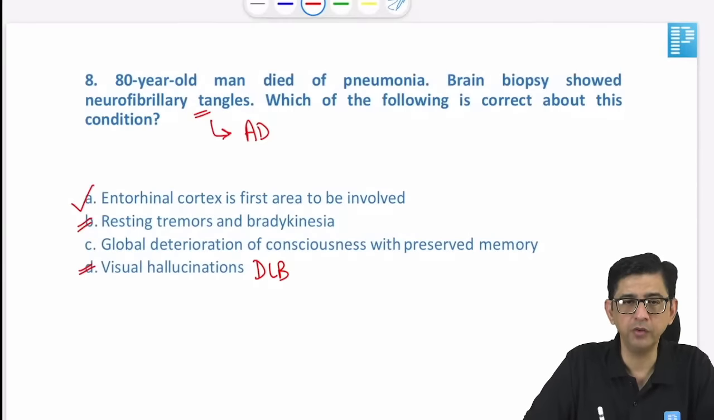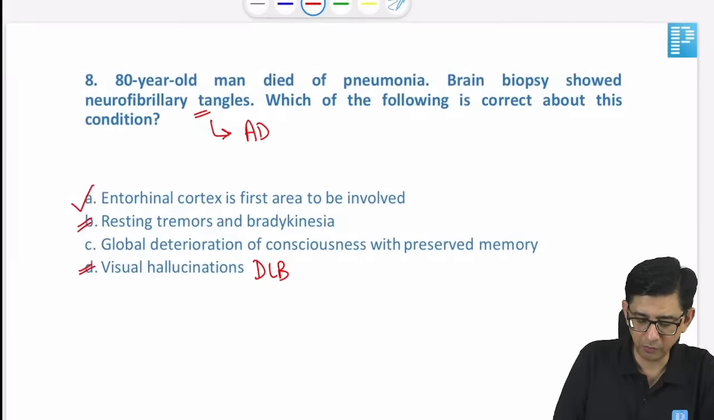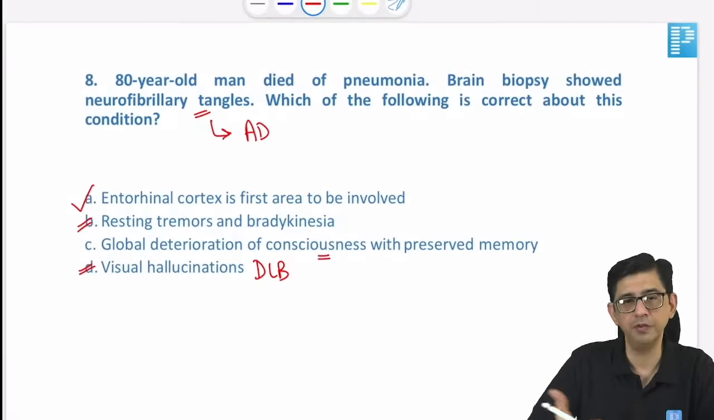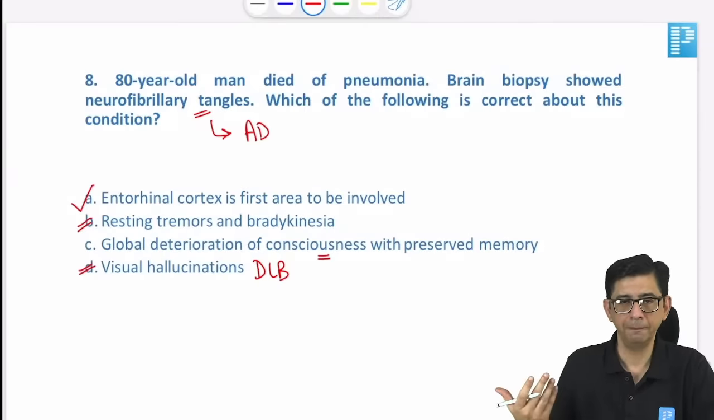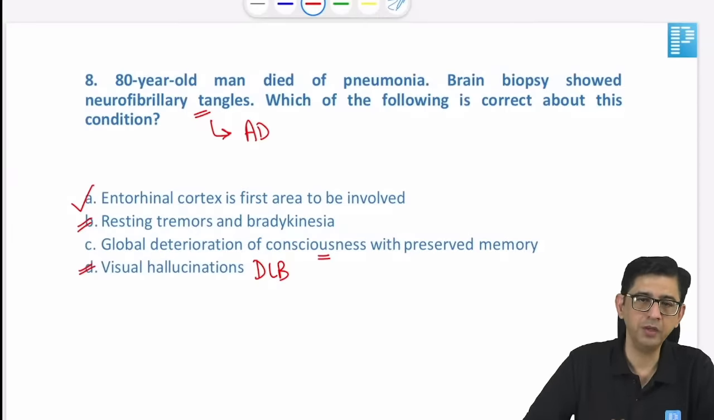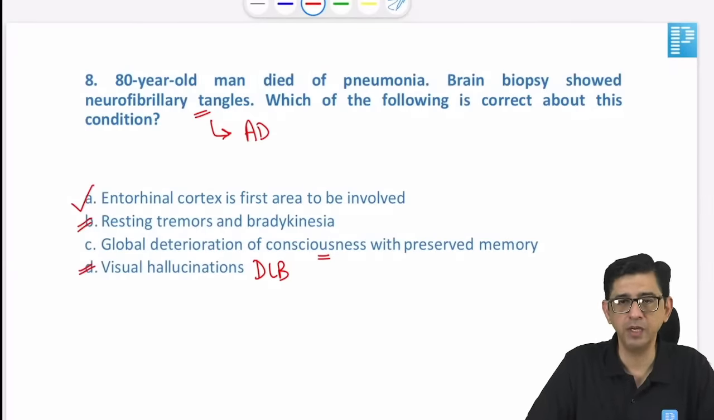And if you look at C, it is written global deterioration of consciousness with preserved memory. It is the opposite, it is global deterioration of memory with preserved consciousness. Alzheimer's disease will not have deterioration of consciousness. The patient will be totally aware of his surroundings. If a person is unconscious, then he'll be lying with his eyes closed. He'll not be able to at least move around. But in Alzheimer's disease, the person will be wandering aimlessly. That wandering aimlessly means that the person is conscious and is aware of the surroundings.